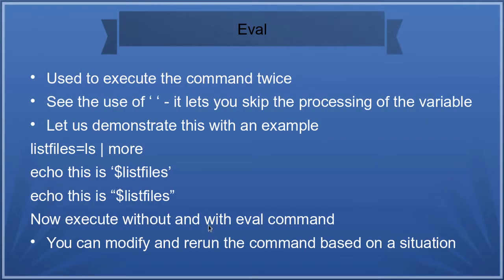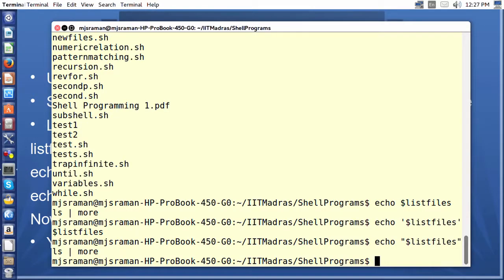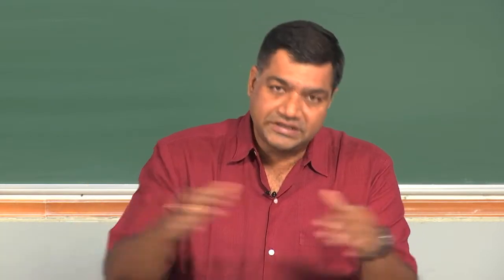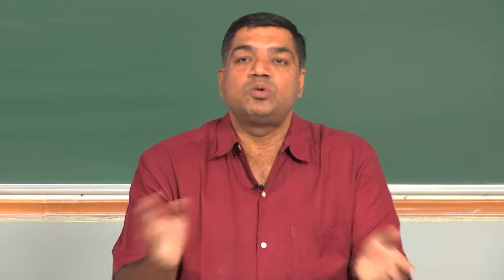What had happened with this eval command is that, if you remember, we put an eval dollar list files. At the first step of evaluation, the dollar list files was expanded. Then after the dollar list files was expanded, the command itself was run. So, you are trying to execute this program twice. The first level of execution happens when this dollar list files itself is expanded, and the second level of execution happens when the command, that is nothing but ls piped to more, itself again gets run. So, the program gets run two times.